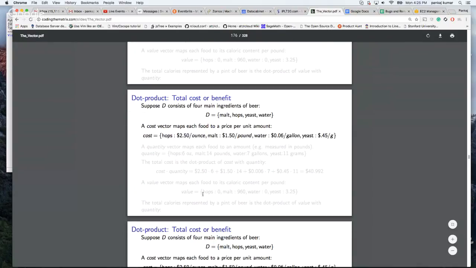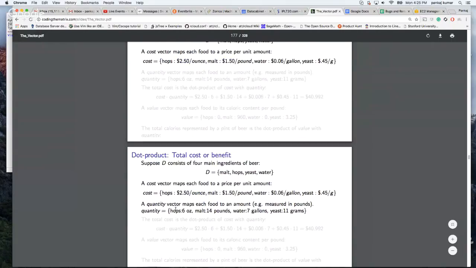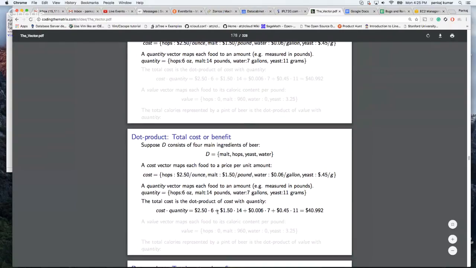So if you have cost is 2.5 per ounce for hops, and malt's price is 1.5, and similarly, then you multiply it with how much quantity there is for each of them. So the quantity used is this much. So 6 ounces of hops, 14 pounds of malt, 7 gallons of water, and 11 grams of yeast. And then you multiply them together.